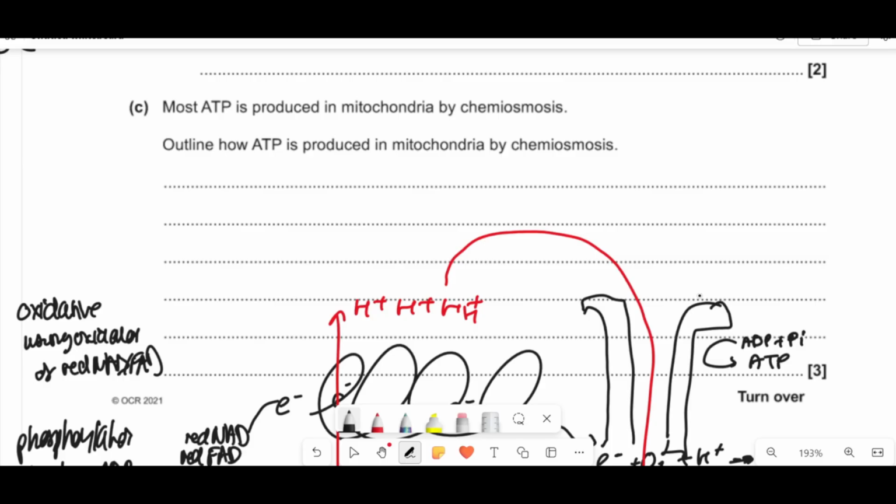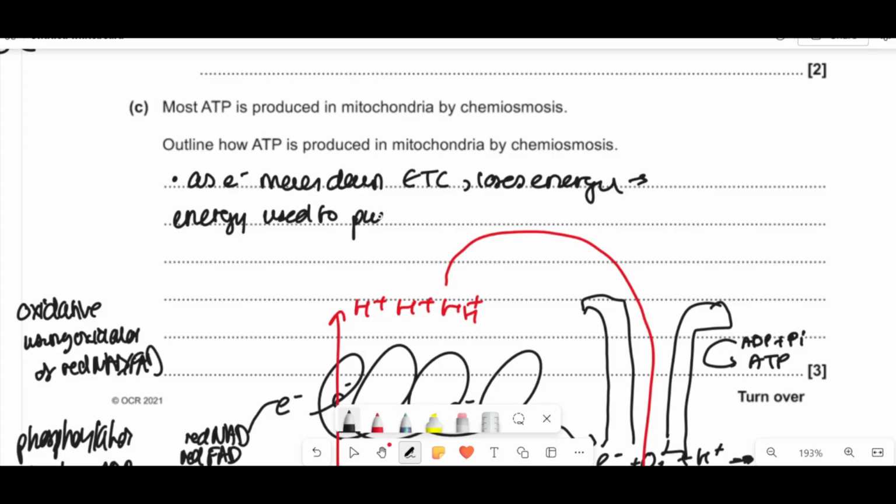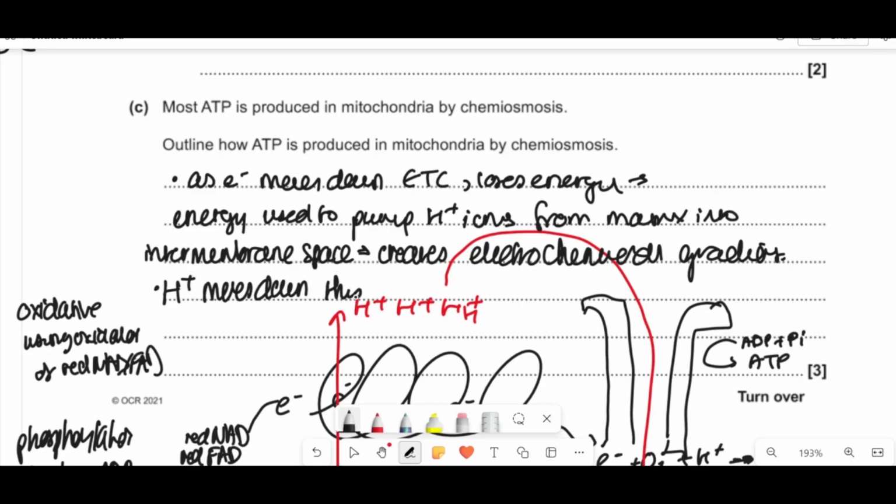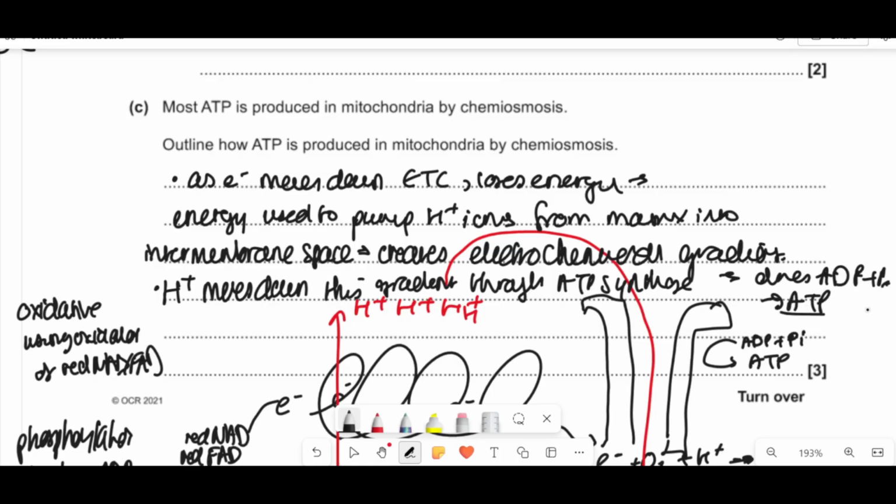It's the same principle. So what happens is that as the electron moves down the electron transport chain, it loses energy. This energy is used to pump H+ ions from the matrix into the intermembrane space. And this creates an electrochemical concentration gradient as well. So then what happens is H+ moves down this gradient through ATP synthase, and this drives ADP plus Pi makes ATP. And there you go, that's how it's done.